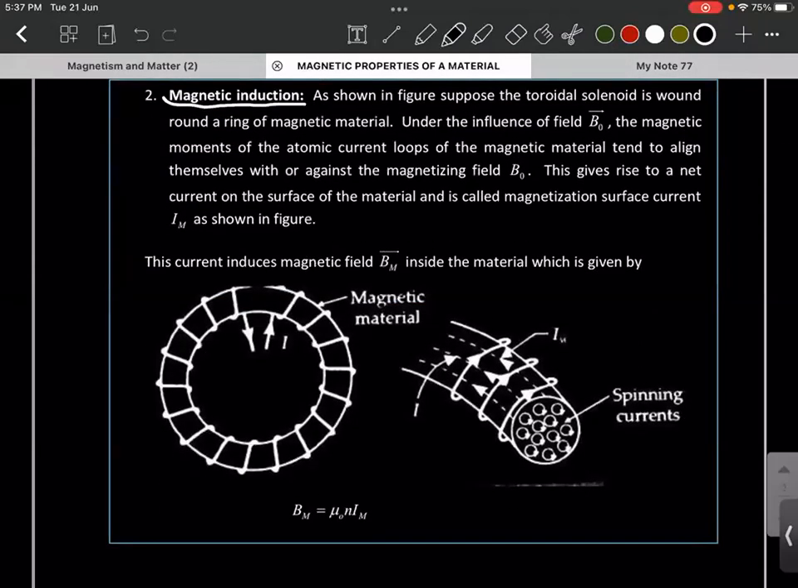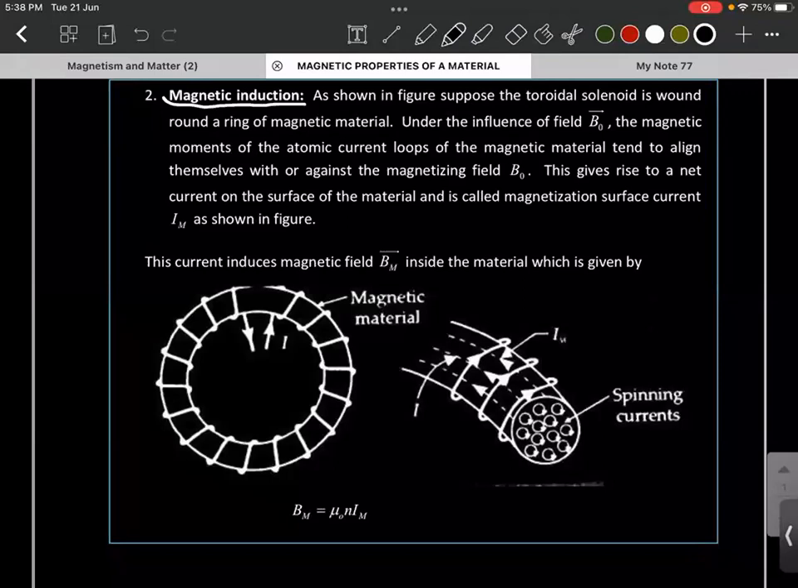So are you able to understand the basic outline of it? What is basically magnetic induction? Magnetic induction is the vector sum of the magnetic field that is creating the magnetism and the value of magnetic field created inside a material. When you add these two values in vector form, that is what is called magnetic induction.